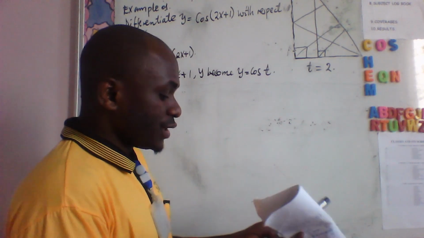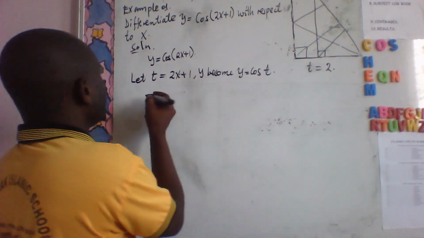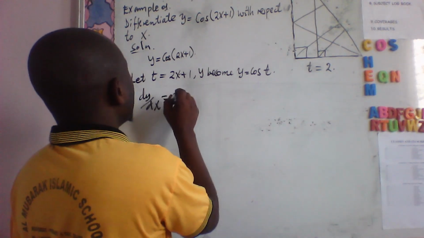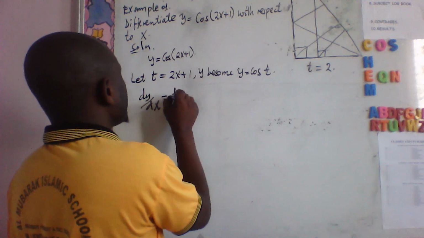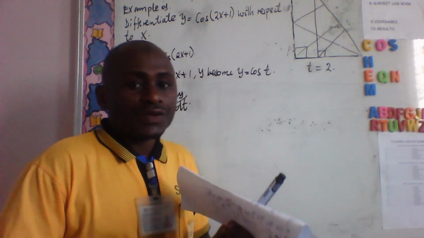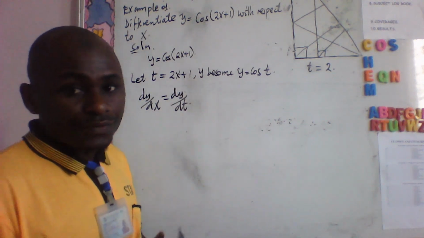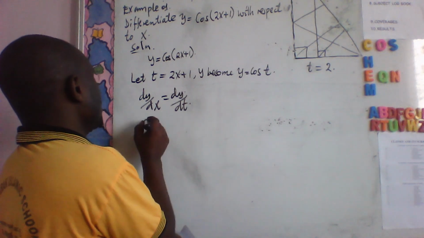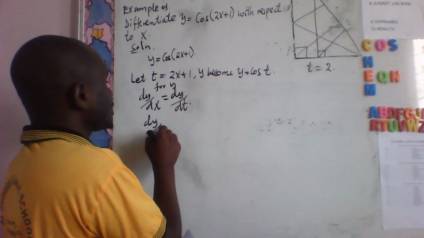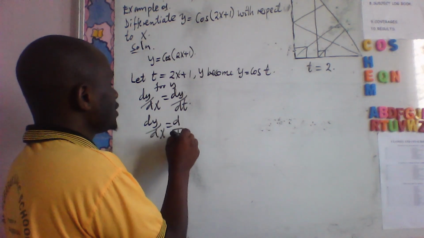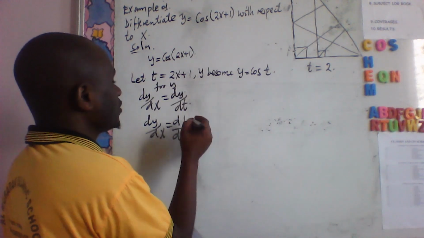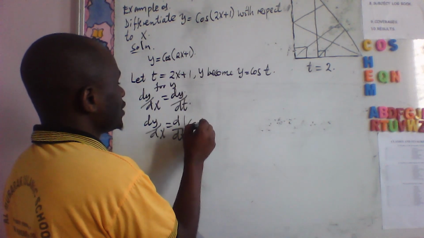As normal here, we differentiate y. So dy over dx is equal to dy over dt. Here we need to differentiate y. So let us proceed. For y, dy over dx is equal to d over dt of the bracket. We are supposed to substitute this value. So y becomes cos t.